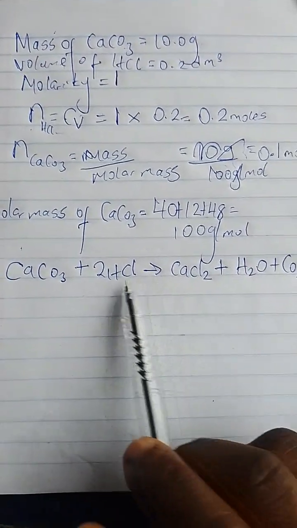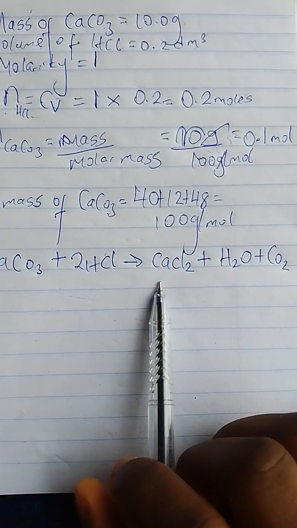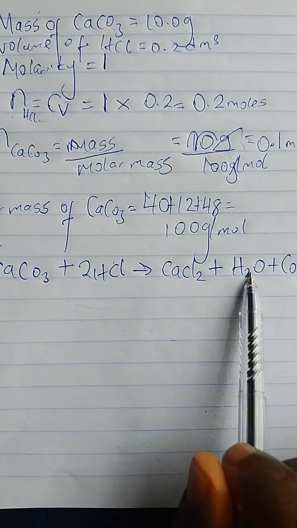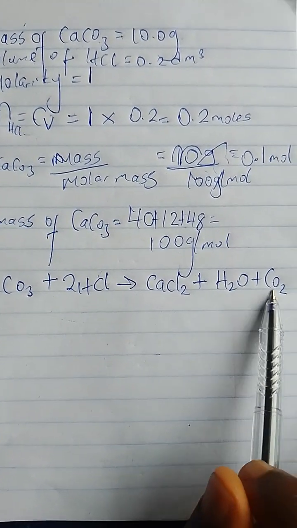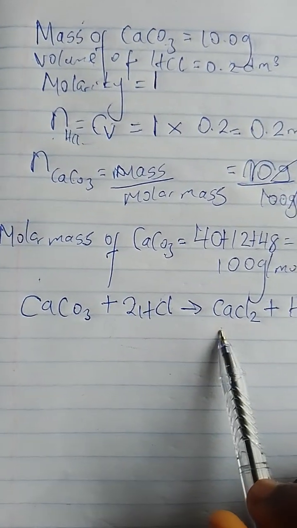Now, what are we looking for? What is the reason for this relationship? The reason for this relationship is to find the number of moles of what? Of carbon dioxide. Now, which are we going to use to form the relationship?